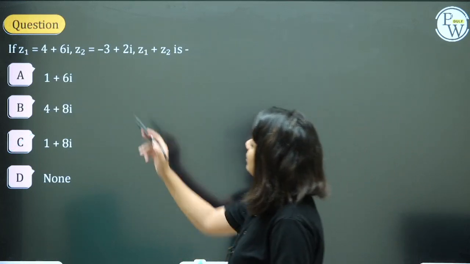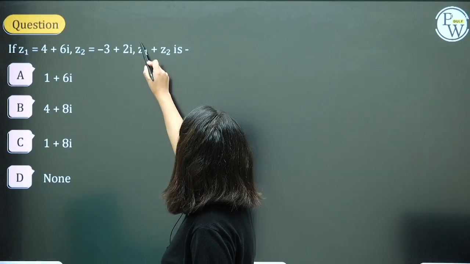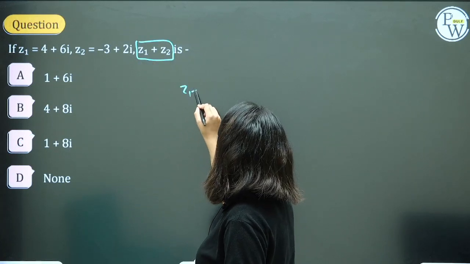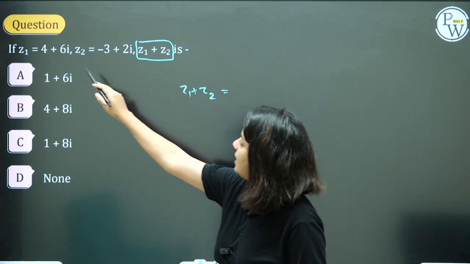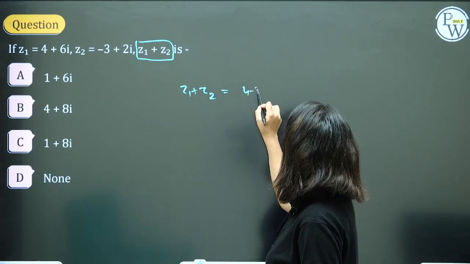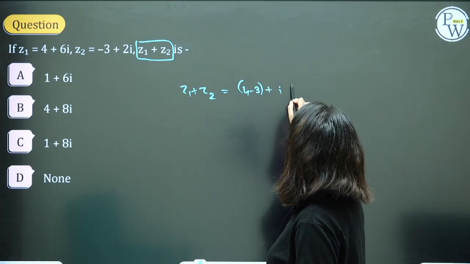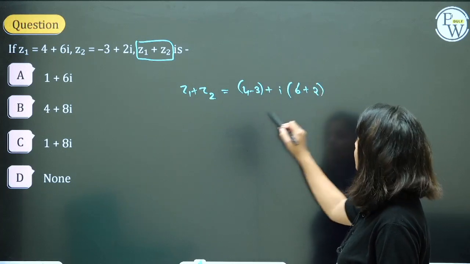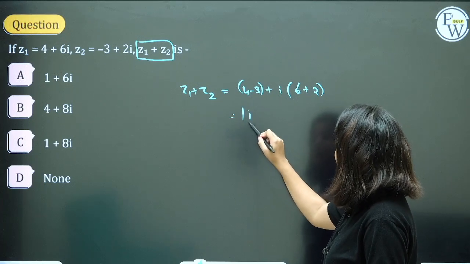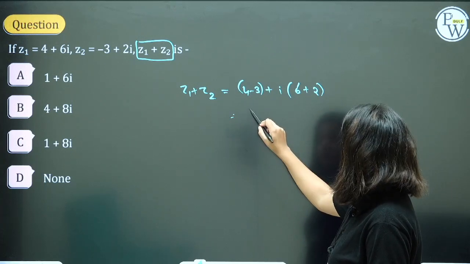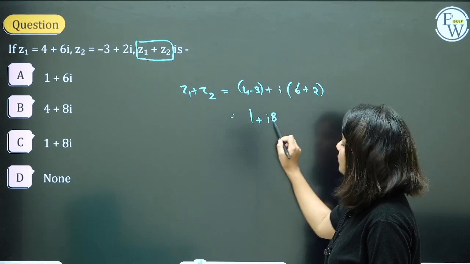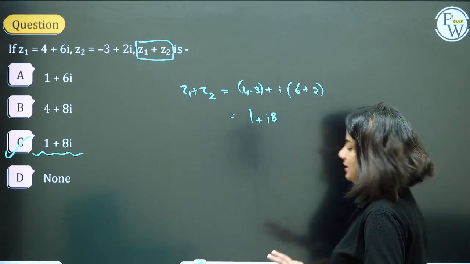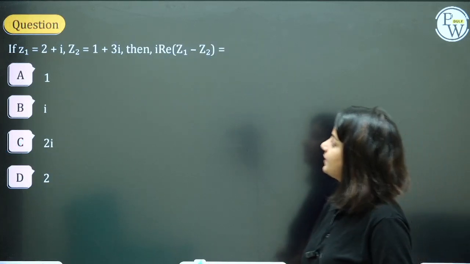Once again, z1 and z2 is mentioned. What is z1 plus z2? As I said, add the real parts 4 and minus 3, 4 plus minus 3, and then add the imaginary parts 6 and plus 2. This is 1 plus I times 8. 1 plus 8i. Option C is the answer for this question.